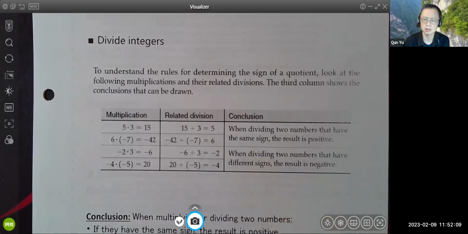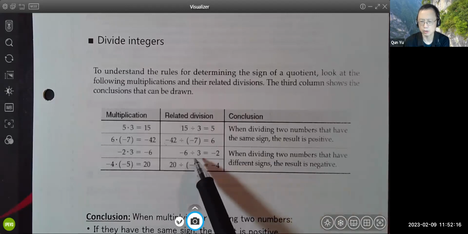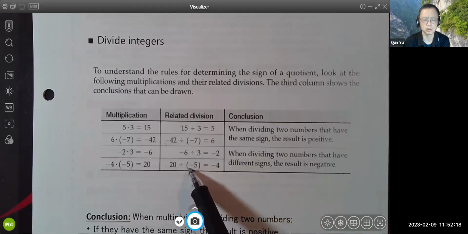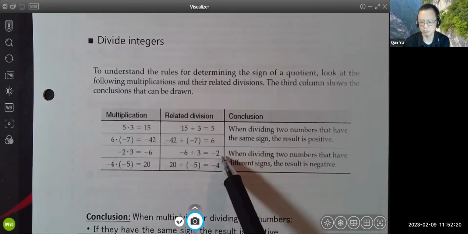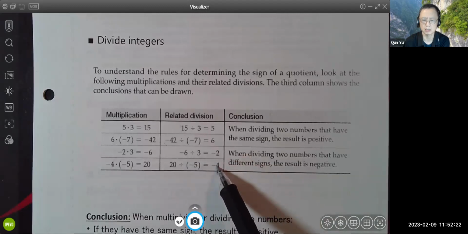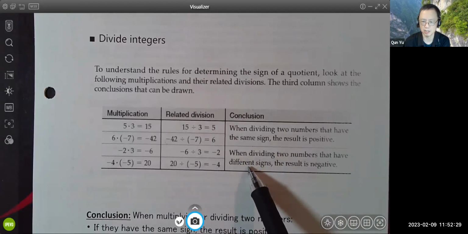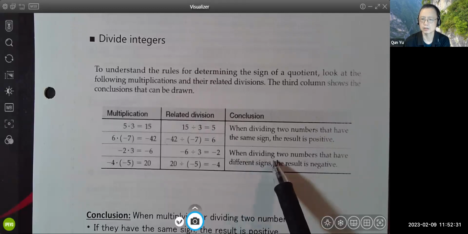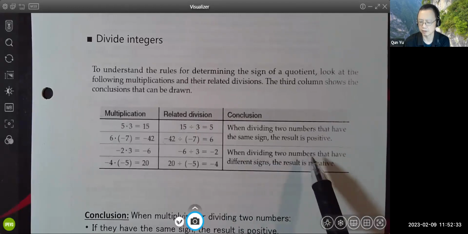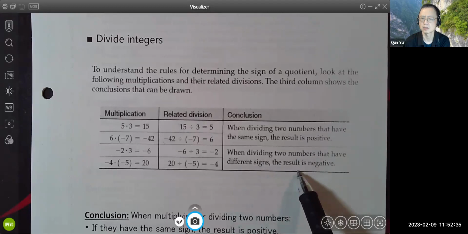But what is the conclusion in terms of the sign of the quotient? The division result is called the quotient. Both involve two numbers with different signs. If you look at the answers, they all are negative numbers. So this is our conclusion, or you can say this is the rule when we perform division. When dividing two numbers that have different signs, the result, the quotient, will be a negative number, just like in multiplication.